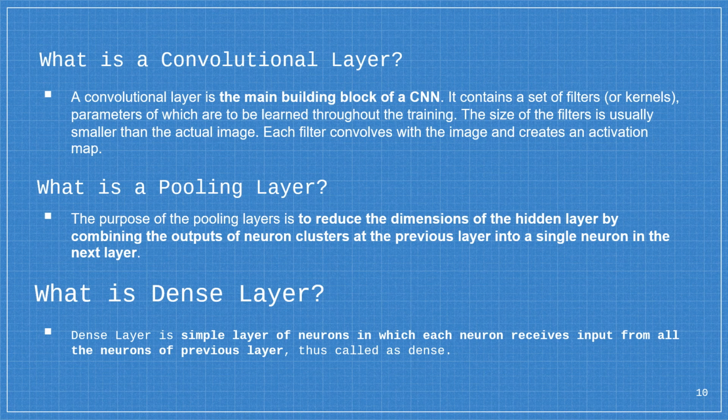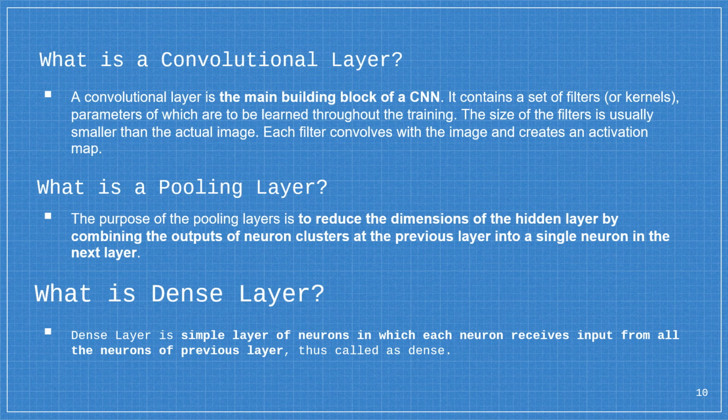Every convolution layer has a pooling layer attached to it. The basic purpose of the pooling layer is to reduce the dimension of the hidden layer by combining the output of neuron clusters at the previous layer into a single neuron in the next layer. And once we are done with some combinations of convolution layers and pooling layers, we add some dense layers to our project.